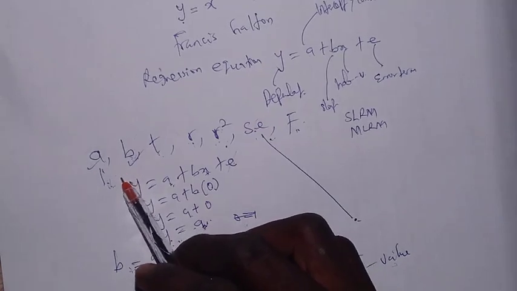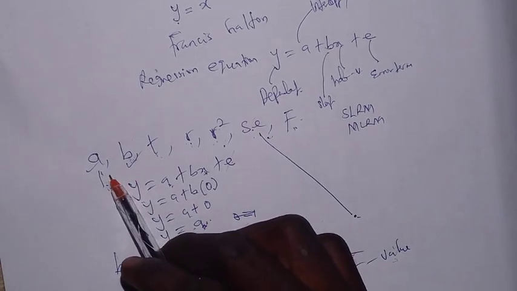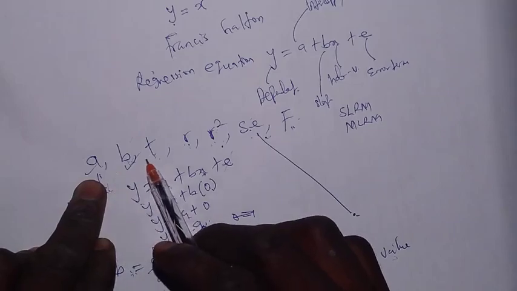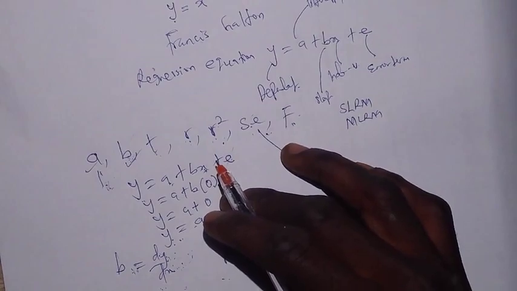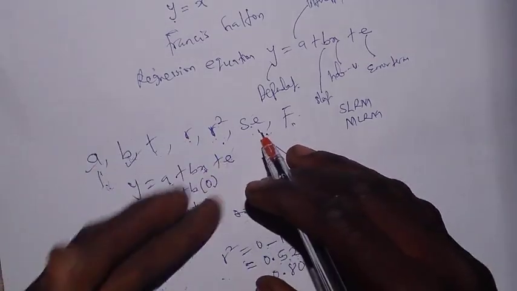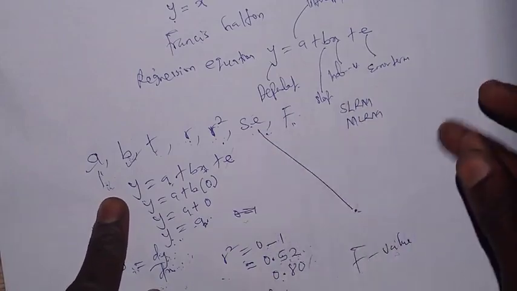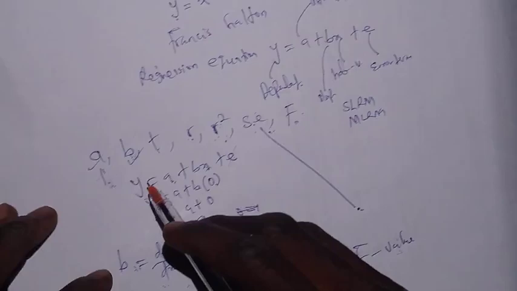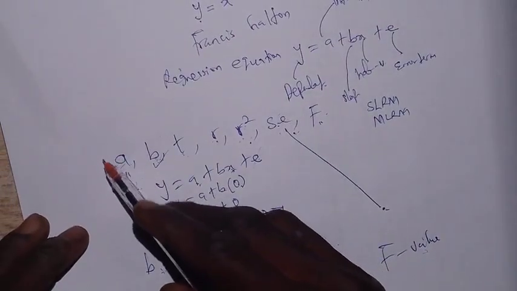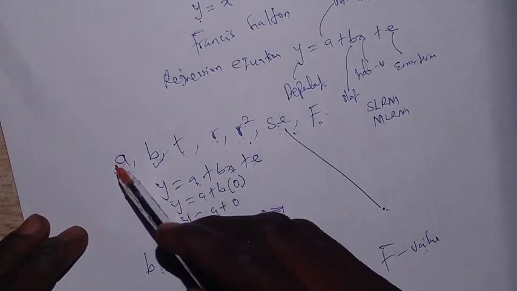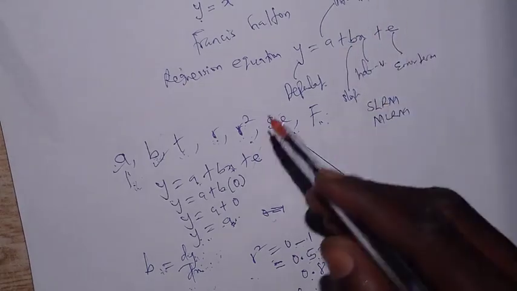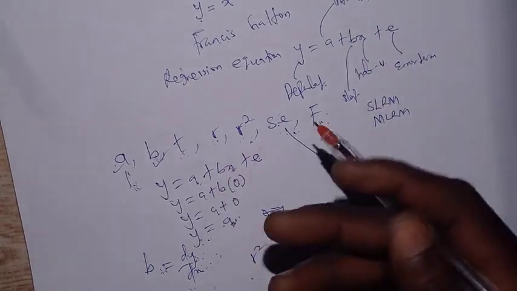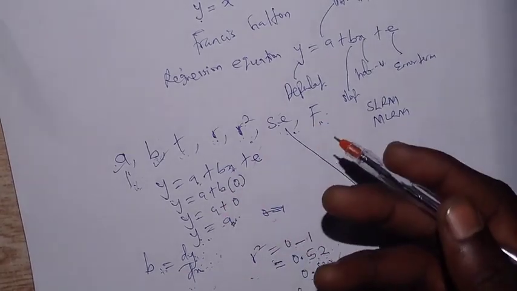Not even agri-economics, even an animal scientist cannot understand a course offered in 500 level second semester, livestock economics. You have plenty of this in livestock economics. So without this, you cannot understand it. So I'm advising you to make every endeavor to grab all this: A, B, T, R, R squared, SE, F. What do they mean? What do they stand for? And then apply them and relate them to real economic problems.